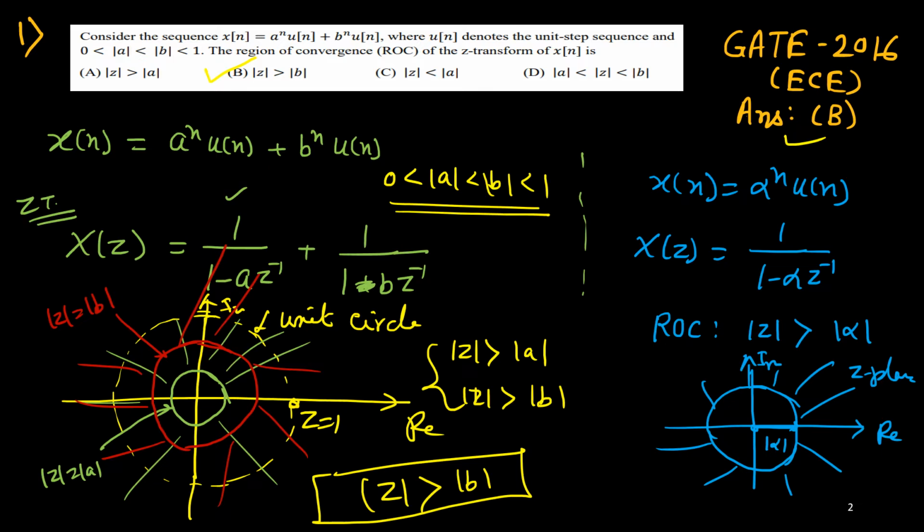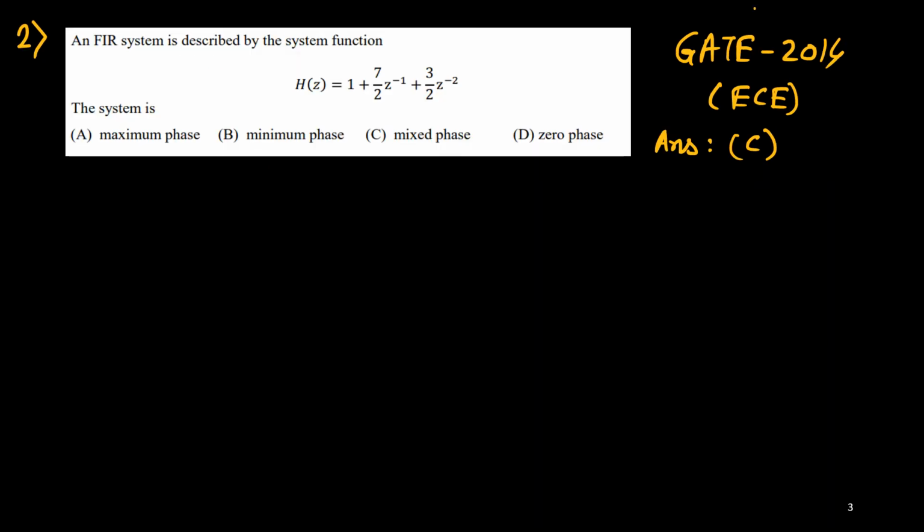Next, an FIR system is given, H of z. Now we have to identify whether it's a minimum phase, maximum phase, mixed phase, or zero phase system. Okay. So for minimum phase FIR, what is this? FIR means only zeros we'll consider.